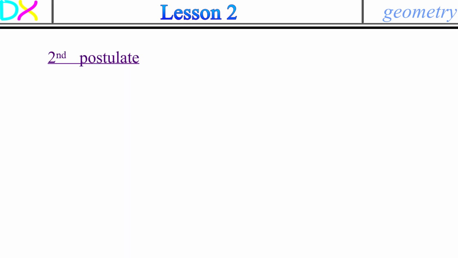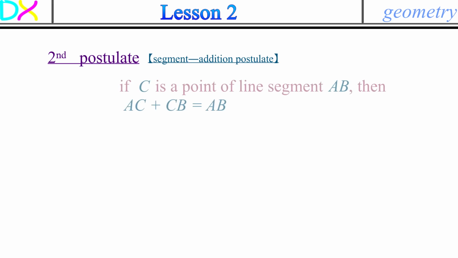Here goes our second postulate, also called segment addition postulate. It states, if C is a point of line segment AB, then AC plus CB is equivalent to AB.